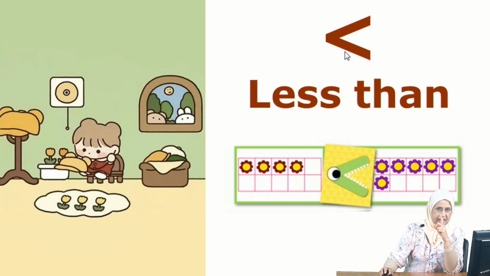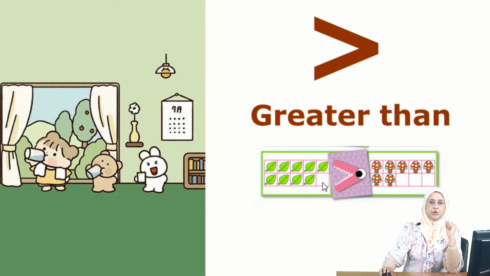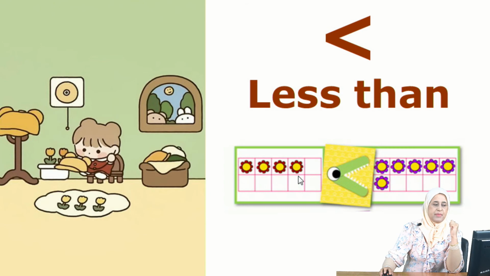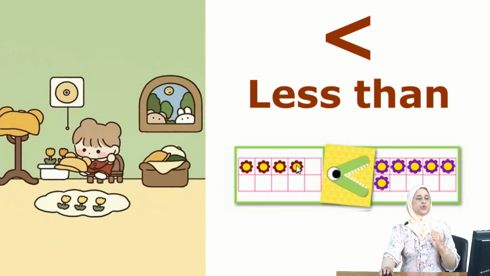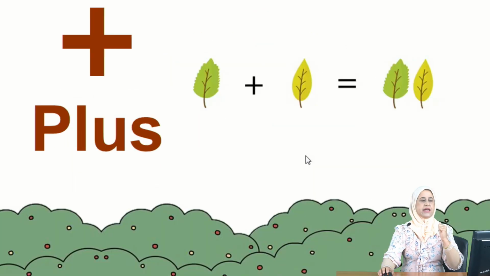Let me teach you the spelling one more time. L-E-S-S, less. T-H-A-N, than. Less than. It means little. The number is small, okay? So this one is less than. We learned this one here. The crocodile mouth is the greater than, more than, but the tail at the back is less than. So student, I think this is the symbol I explained to the students.